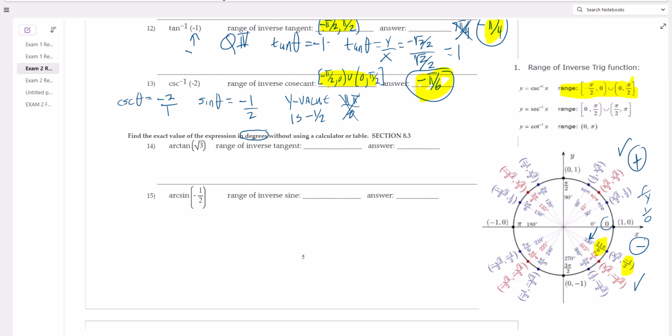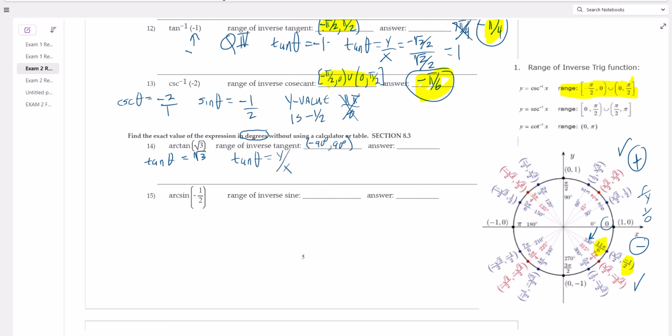So the range of an inverse tangent, in degrees, would be going from negative 90 degrees to 90 degrees, or negative pi over 2 to pi over 2. We want the answer in degrees, so it doesn't matter which way you write that range. What this is saying is the tangent of theta equals square root of 3. You have to remember that the tangent of theta is y over x.